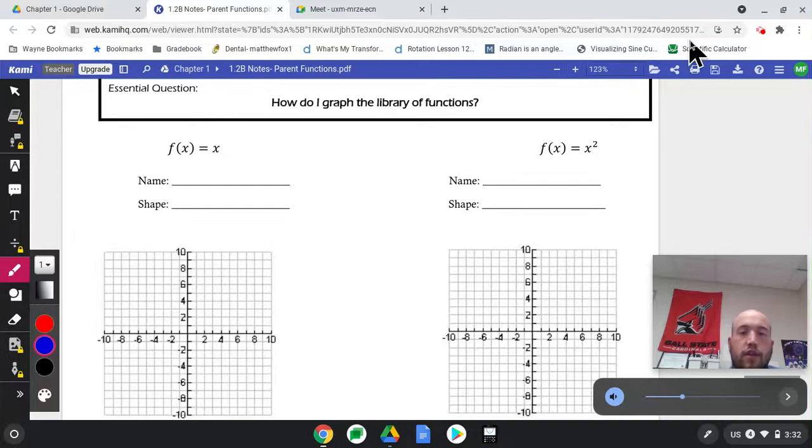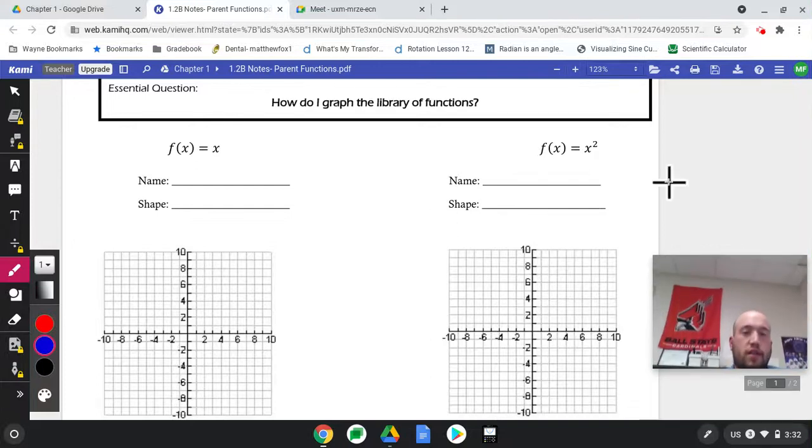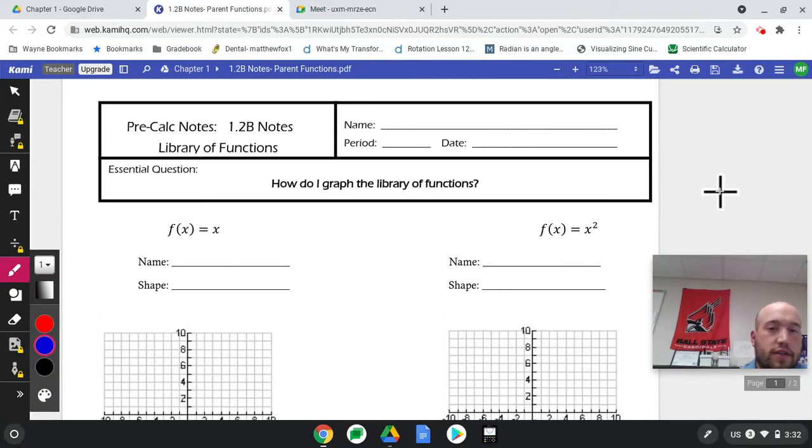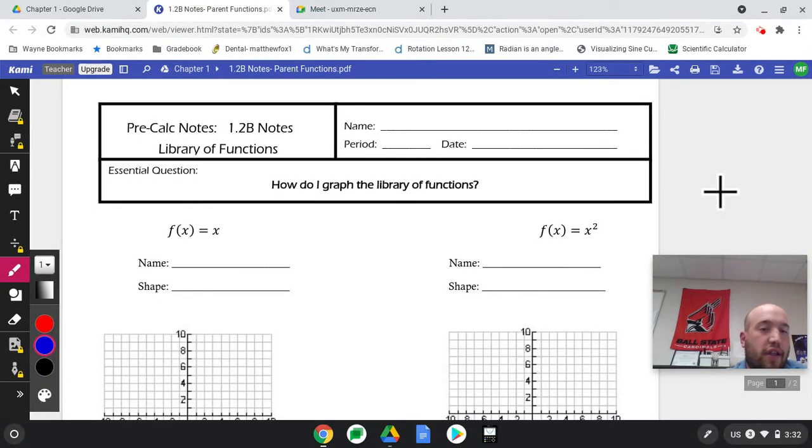All right, good morning, and today we are making a collection of some different functions. We're going to call this our library of functions. Now, just like a library of books is just a collection of lots of different books, the library of functions will have 8 different functions. We're going to manipulate them throughout this year.